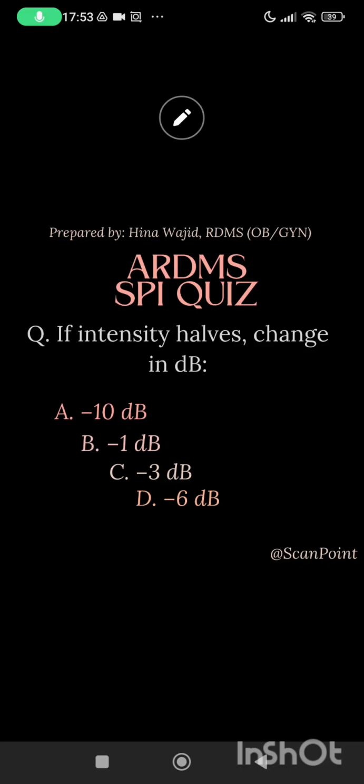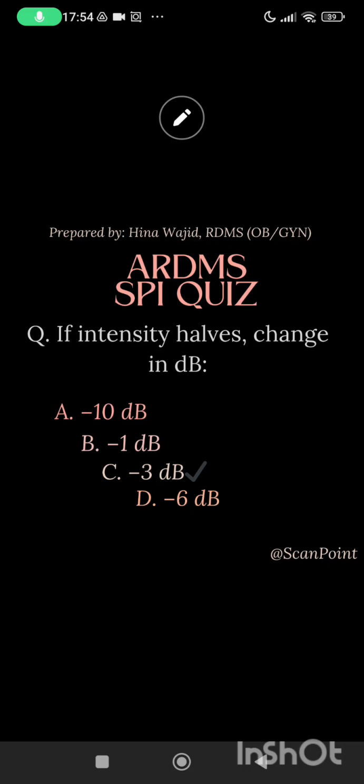So what is a decibel? Decibel is a logarithmic ratio that describes relative power, intensity, amplitude, or voltage change. In ultrasound, whenever a change happens, we describe the change in decibels. Decibel does not give us an absolute value; it is a relative scale. What is the benefit of it? It reduces very large numbers into very simple numbers.